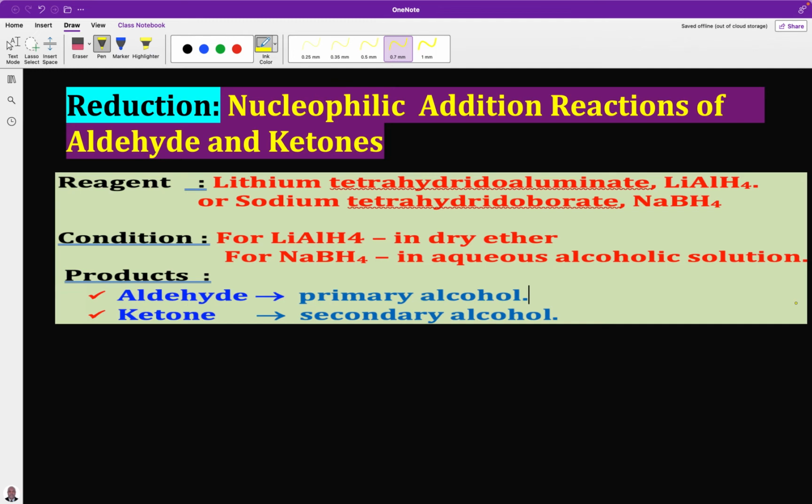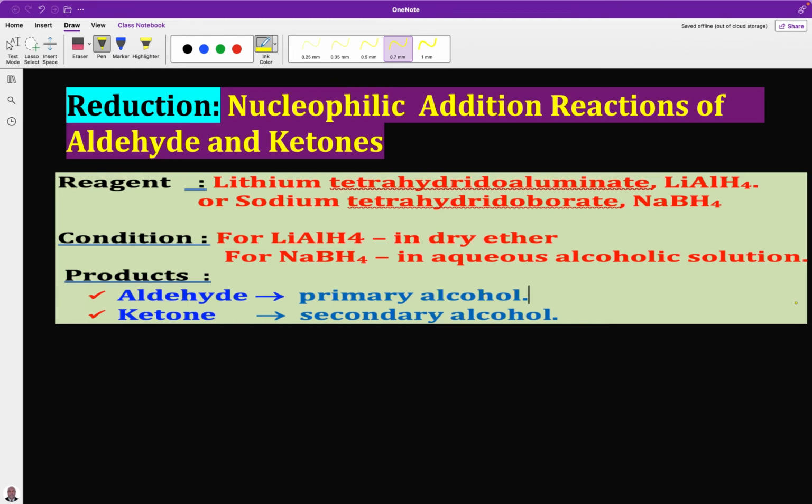How can we reduce aldehyde back to primary alcohols? How can we reduce ketone back to secondary alcohol? This is the reverse of oxidation, and this is carried out using two reagents.